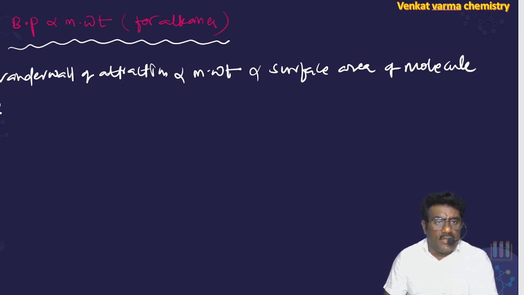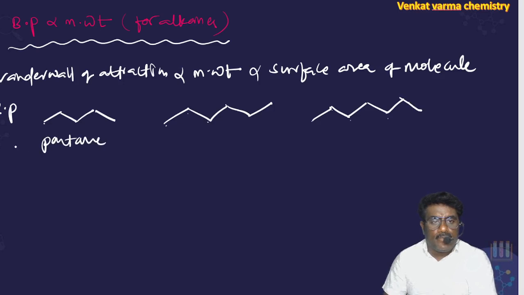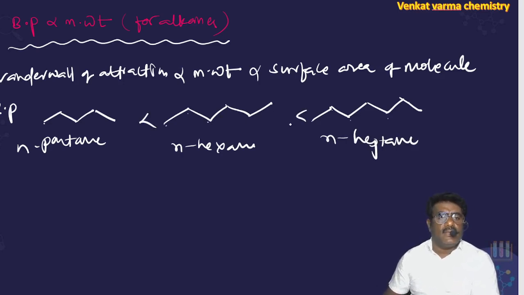See, I am taking the boiling points of n-pentane with 5 carbons, n-hexane with 6 carbons, and n-heptane with 7 carbons. As the number of carbons increases, the boiling point increases.